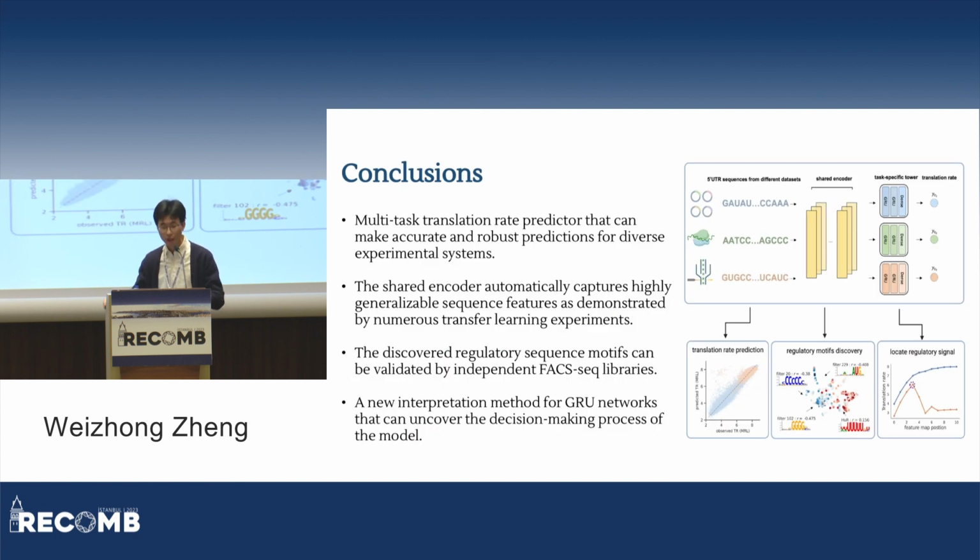So here I would like to give a conclusion. Using our MTtrans not only gives you a robust prediction, but the shared encoder also captures some very meaningful motifs. And using these motifs, we can further validate them in our in-house FACS-seq dataset. And finally, we introduce a GRU interpretation network called GRU rewinding that can help us locate important positions.